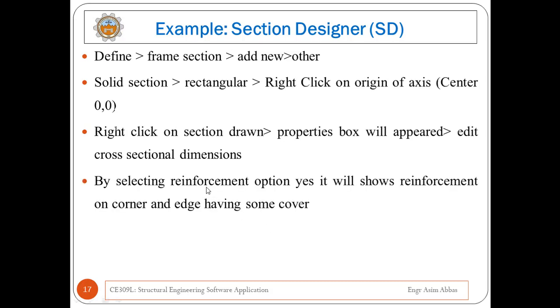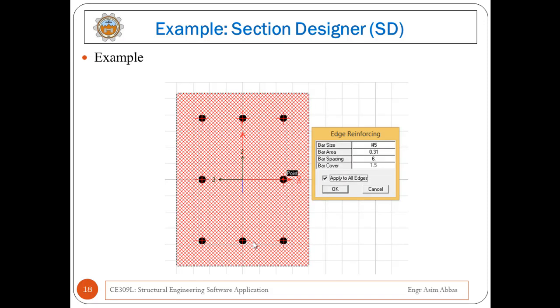When you set the reinforcement option to yes in the property box, right, it will by default show the reinforcement at corners and at edges, right? In order to change the size of the bar and cover of the bar, you just right click on each bar and change the cover and bar size accordingly. Okay, when you right click on each bar, this window will appear. From here you can change the bar size, bar spacing and the bar cover, and you can also apply the above changes to all edges.